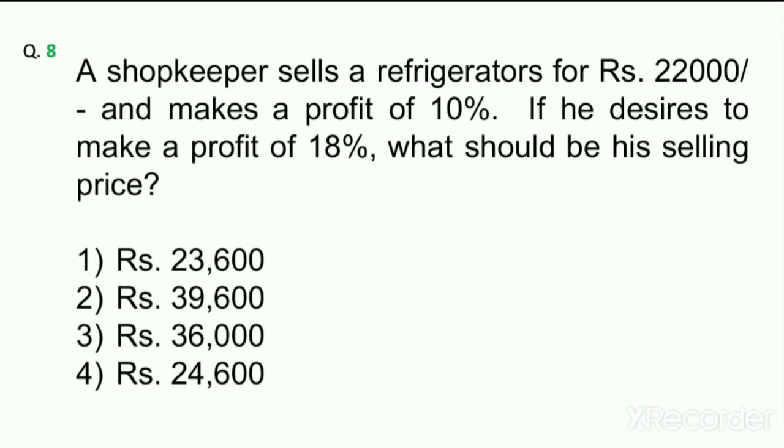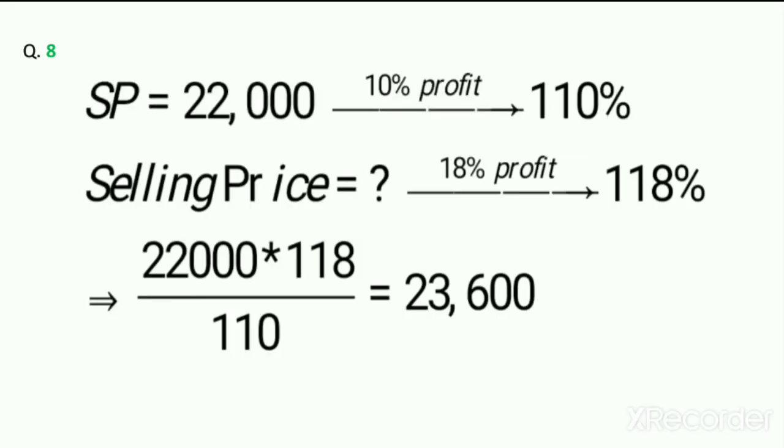Next question, a shopkeeper sells a refrigerator for 22,000 and makes a profit of 10%. He decides to make a profit of 18%. What should be his selling price? Selling price is 22,000. If 10% profit, it means 110%. Then he desires 18% profit, so he has to find 118%. So 22,000 into 118 by 110 is 23,600.